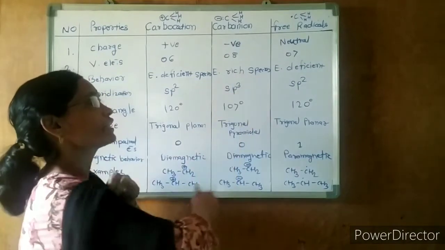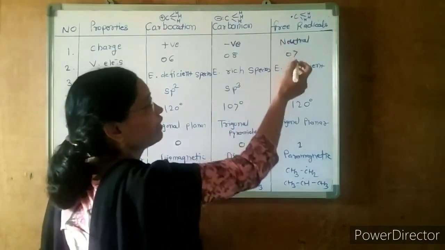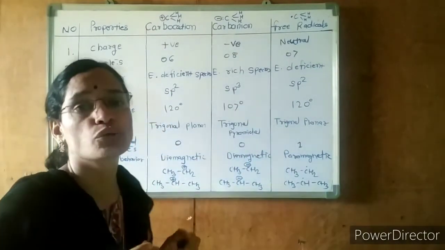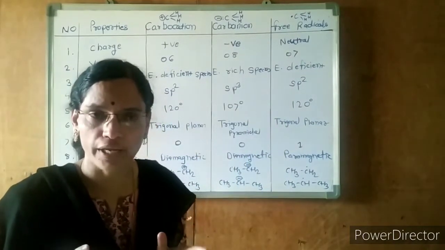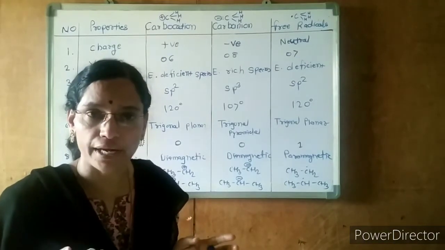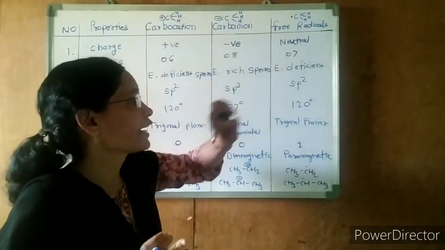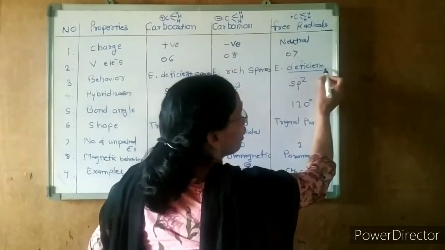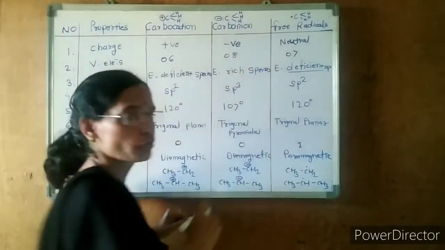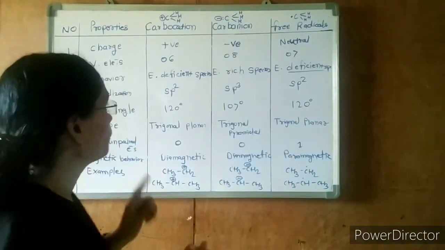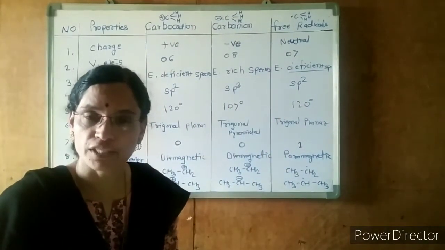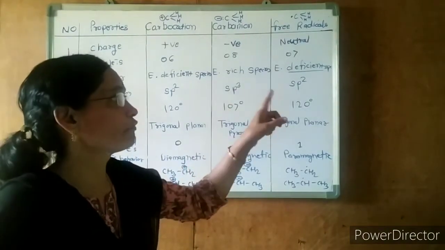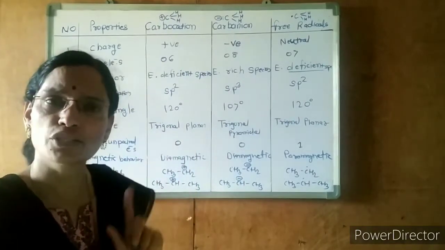Now coming to the next species, that is the free radical. Here 7 electrons are there, means it is also electron deficient. Okay, its octet is not completed. It has only 7 electrons in the valence shell. Therefore, it is also an electron deficient species. So, carbocation is an electron deficient species, carbanion is an electron rich species, and again free radical is an electron deficient species.